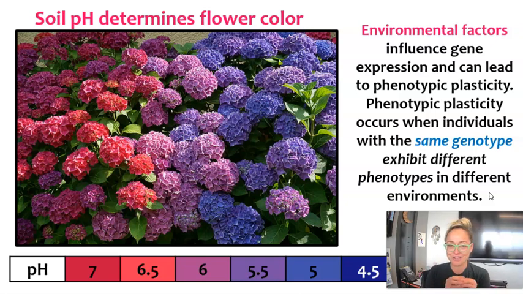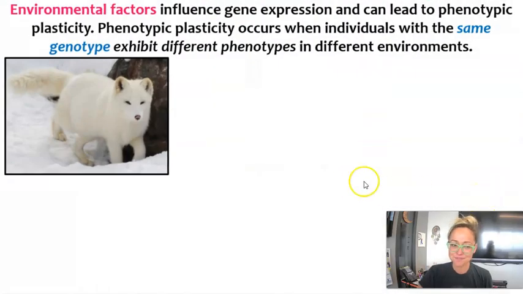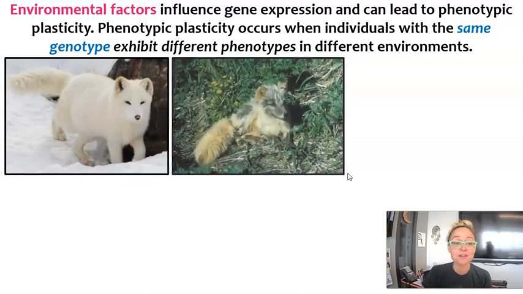You could have two hydrangeas that are genetically identical and plant them in two different pots, one in a basic soil, one in an acidic soil, and they will grow totally different color flowers. So same genotype, different phenotypes. And then we have a really cool example of animals. We can look at Arctic animals. Here we have an Arctic fox, and as the seasons change, the Arctic fox's fur color changes.